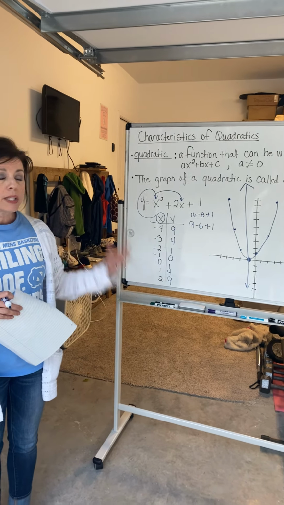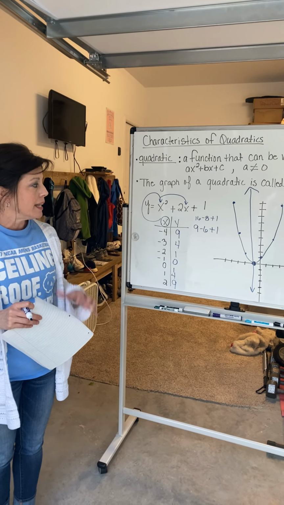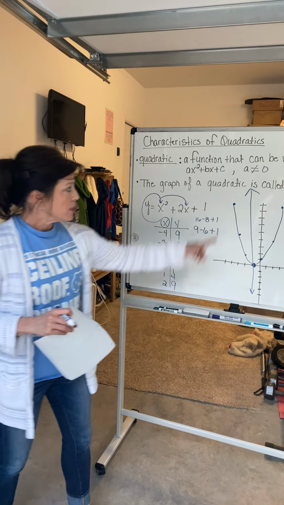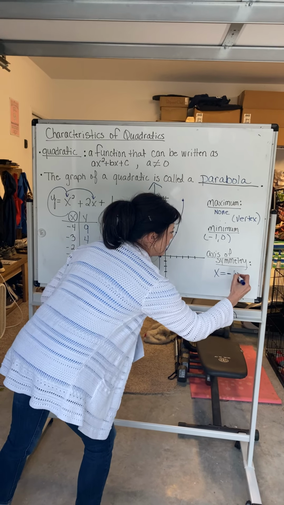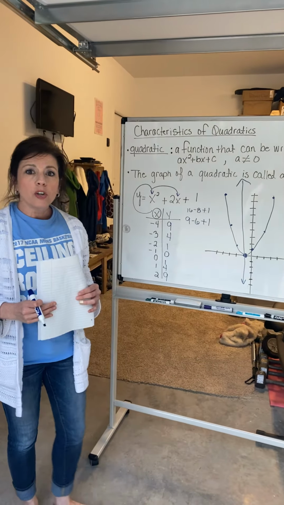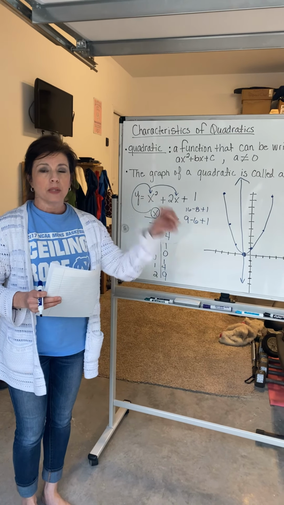Now, the way you cite the axis of symmetry, you're going to cite it as an equation. So the equation of this vertical line would be x equals -1. Remember, if you have a vertical line, it's going to be x equals a number.